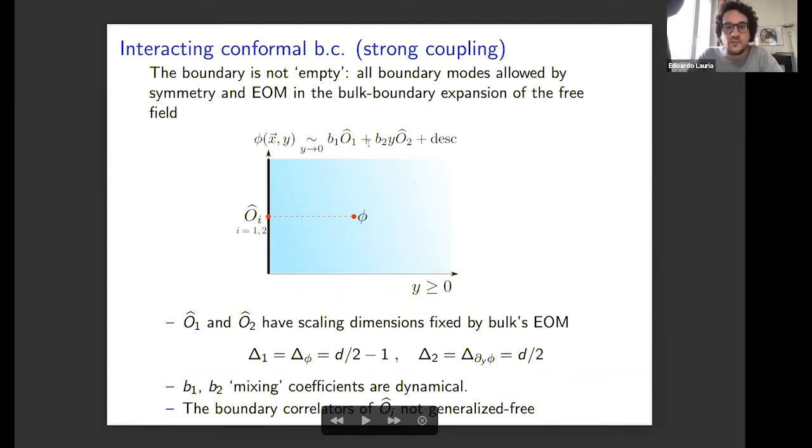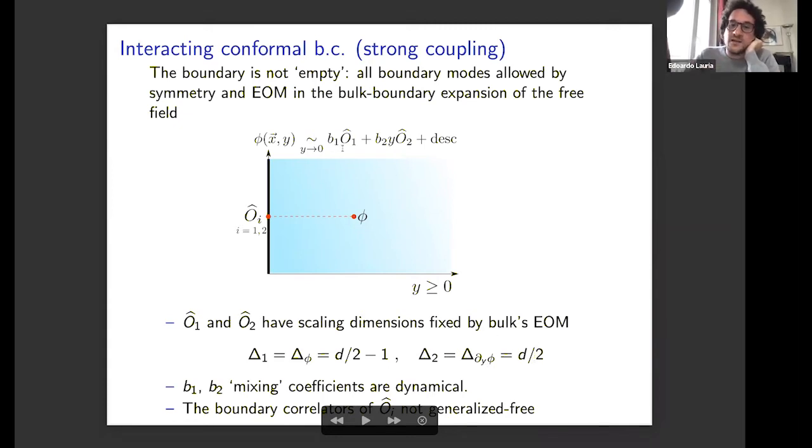Which means that if you push phi to the boundary, you find both O1 and O2, these two boundary modes. And these two boundary modes have to satisfy the bulk equation of motion, which still is valid in the bulk. And so particularly the bulk equation of motion will tell us that O1 and O2 have their scaling dimension fixed. So O1 will have the same dimension of phi. You can think of it as being phi evaluated at the boundary, roughly speaking. So it has dimension d/2 minus 1. And O2 will have dimension of the normal derivative of phi, so dimension d/2.